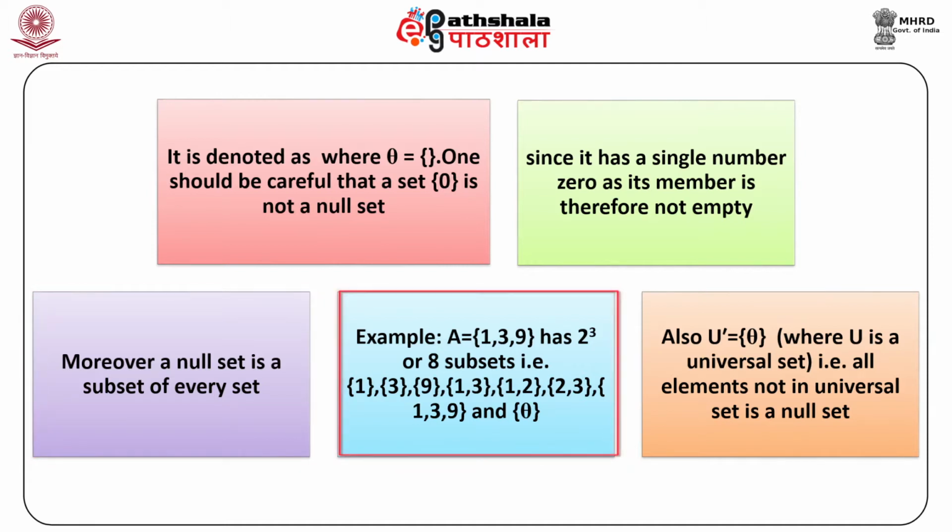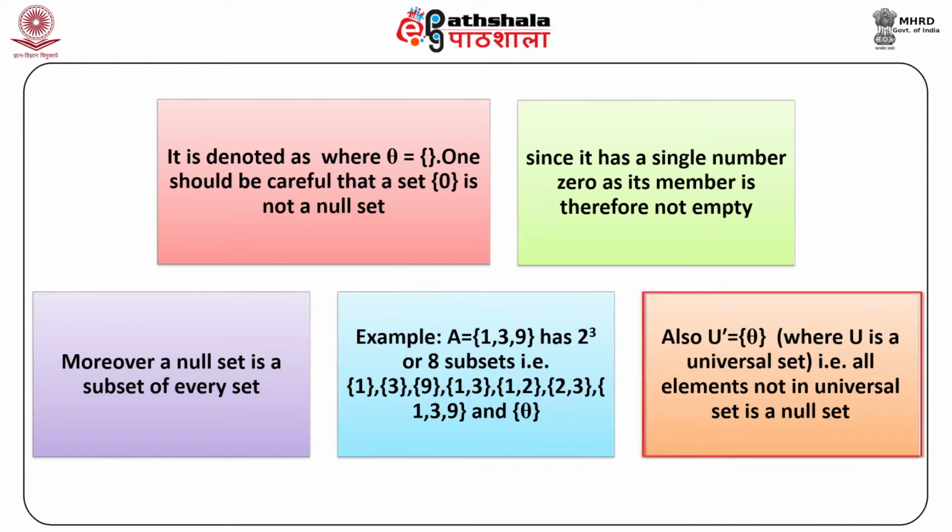For example, A is equal to a set containing 1, 3 and 9 and has 2 to the power 3, which means 8 subsets, that is {1}, {3}, {9}, {1, 3}, {1, 9}, {3, 9}, {1, 3, 9} and phi. Also, U complement is equal to a null set, where U is a universal set, that is, all the elements not in the universal set becomes the null set.